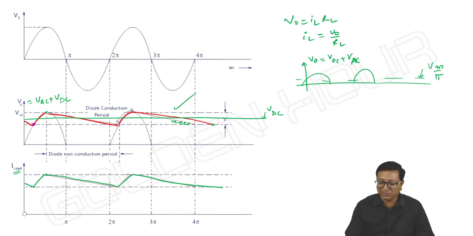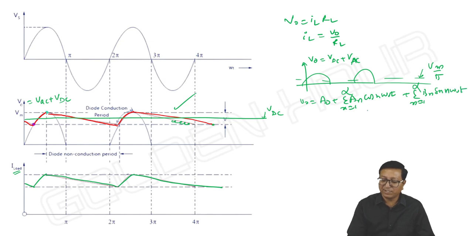We know in Fourier series, output is given by A0 plus sigma n equal to 1 to infinity an cos n omega naught t plus sigma n equal to 1 to infinity bn sin n omega naught t, where A0 is equal to 1 by T.